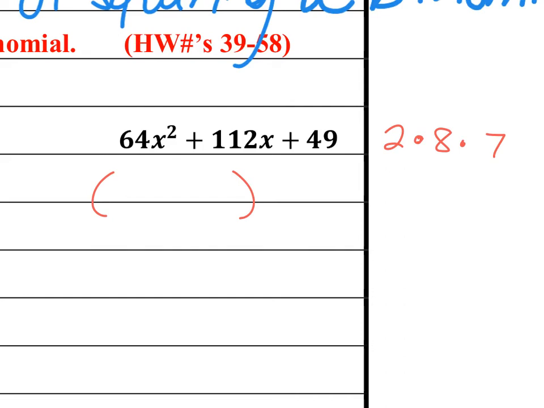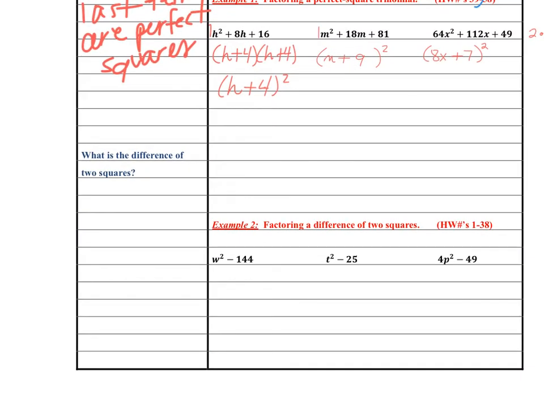I'm going to write this down and see if this makes sense to you. The answer to this is 8x plus 7 squared. Why does that make sense? Could someone please explain where that comes from? Bella, where's that come from? Well, hold on. You said that, they're 8. Okay, difference of two squares.